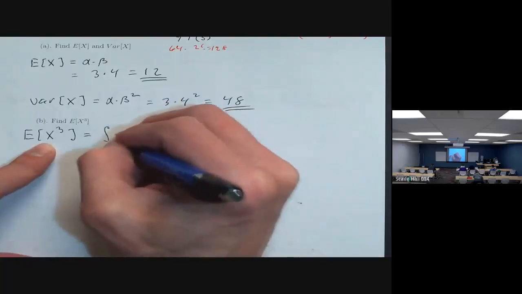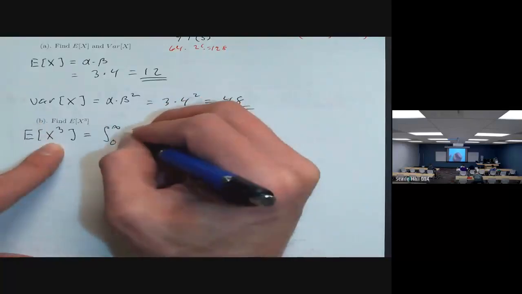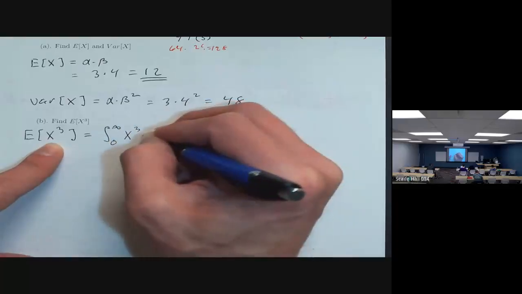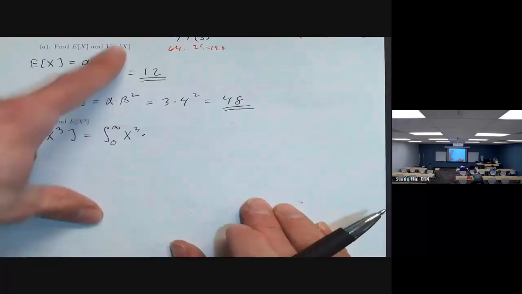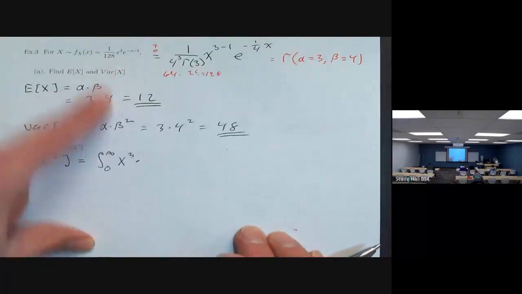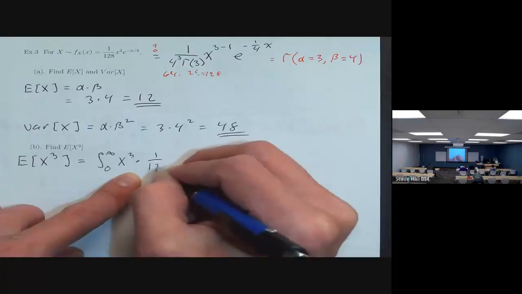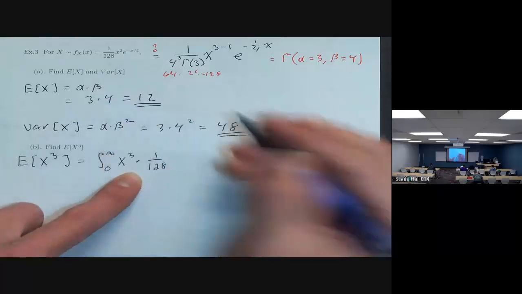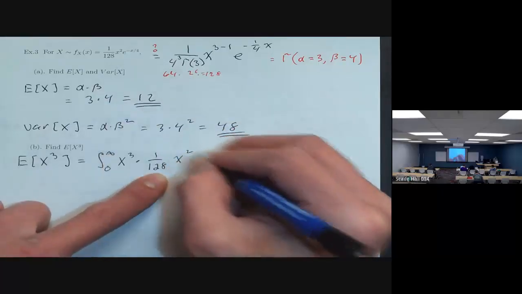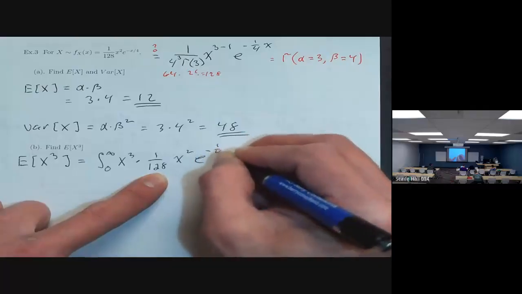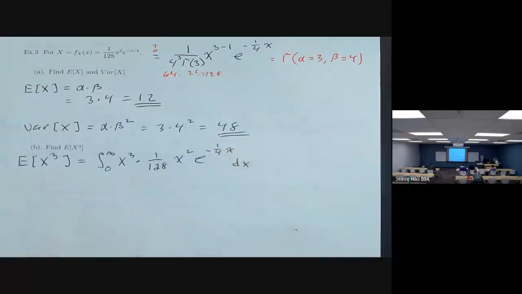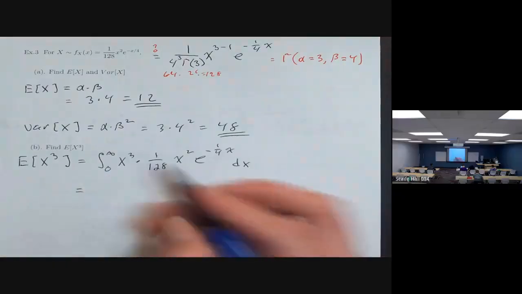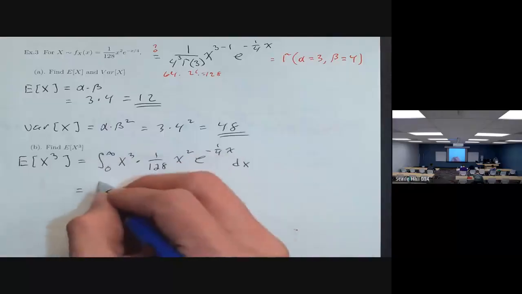I would say, okay, I'm going to integrate from 0 to infinity. I take whatever's inside the expected value, x cubed, and then I multiply it with the PDF, right? So 1 over 128. I recognize it like this, so I'll just write it in its simplified form: 1 over 128 x squared times e to the minus 1/4 x, dx. So based on the definition of what the expected value of x cubed would be, that's what I would want to find. Okay, not too bad. So I will combine these two and simplify it.